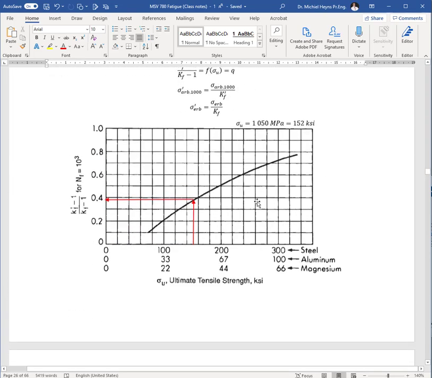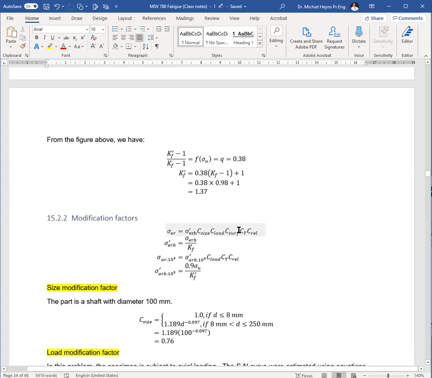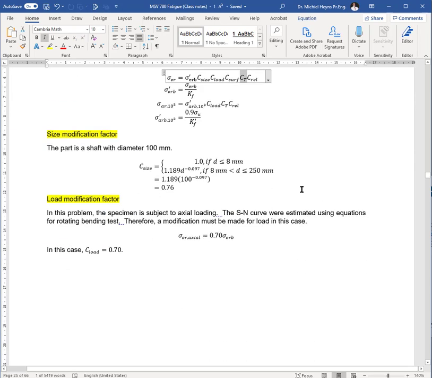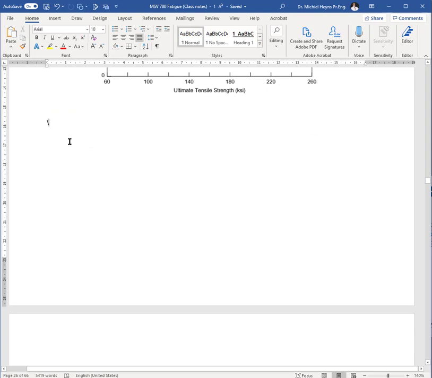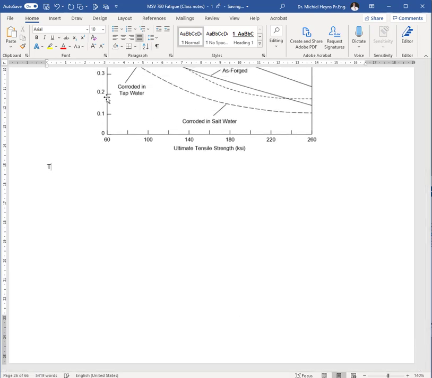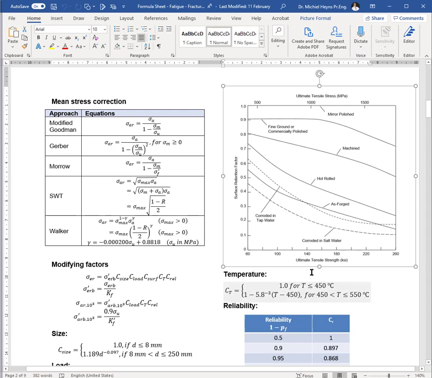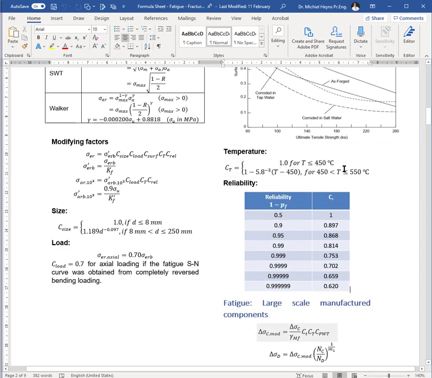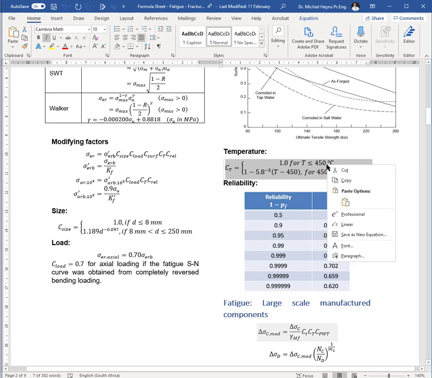Let's go back to our formula and see what we need. Now we need a modification factor for temperature. There are several equations that we can use to modify for temperature. The one that I've given you on the formula sheet is this one here. It covers the temperature that we have in this case, which is 200 degrees Celsius. It goes up to 550 degrees Celsius.